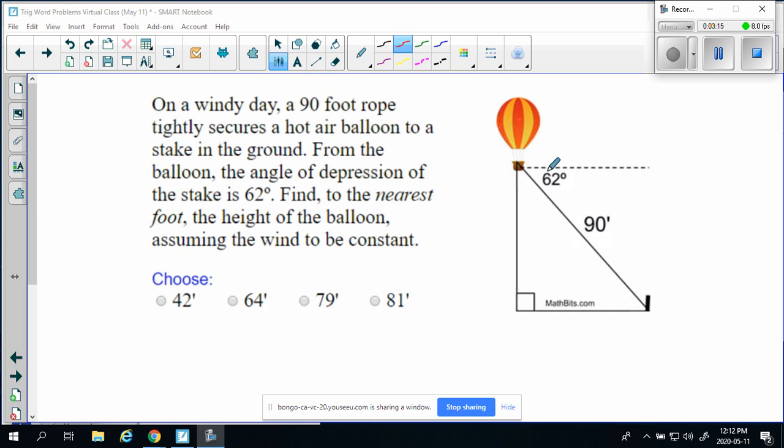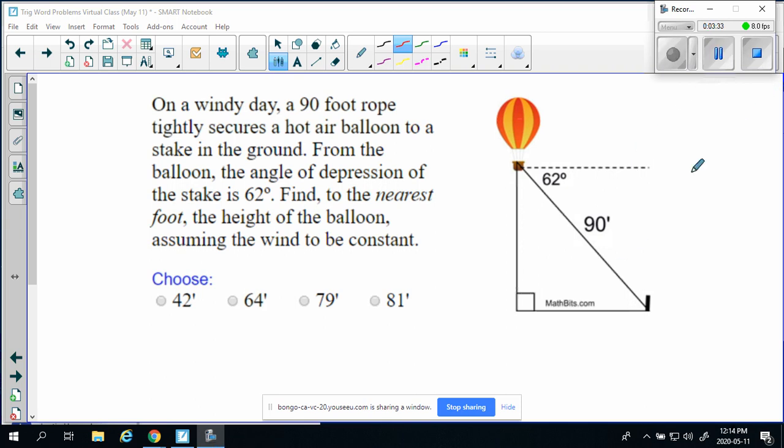So I just want to remind everybody what the angle of depression means. It means that you are standing here, you were looking straight ahead, and then you lowered your eyes to see something on the ground. This is the angle of depression. So how can we find the height of the balloon?